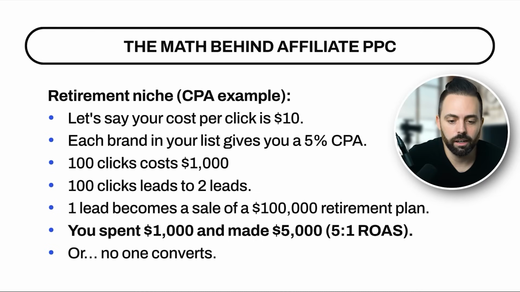So let's talk about the math behind this though. Let's say you're in the retirement niche. It's CPA, meaning cost per acquisition, meaning that through your affiliate link, they actually have to purchase something. Let's say the cost per click is $10. Each brand in the list gives you a 5% CPA.